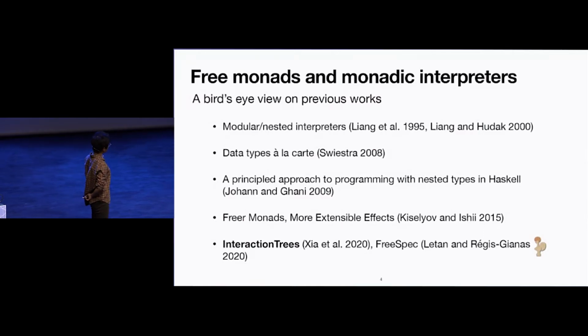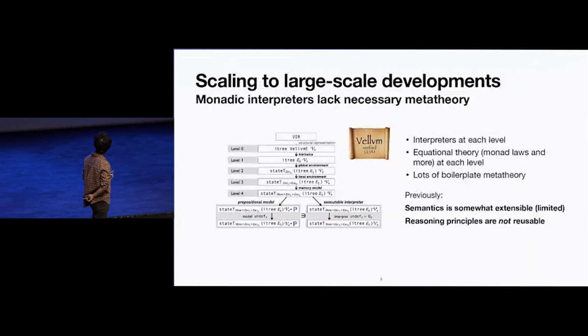So this particular work is built on top of interaction trees, which is a Coq library with a data structure which is technically a co-inductive free monad. The co-inductive and the freer part won't matter for the rest of this talk.